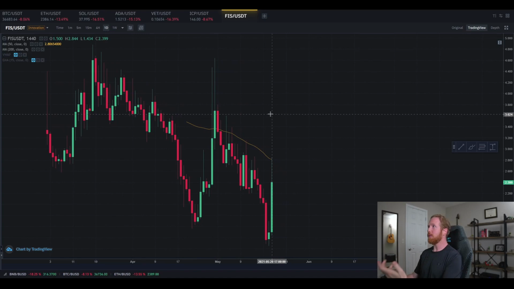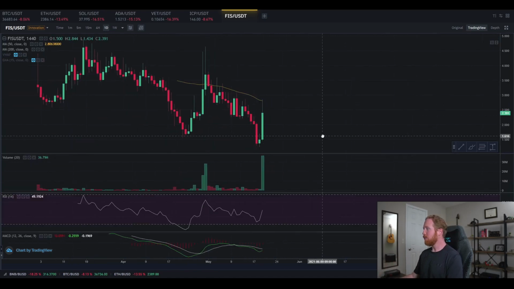Moving forward with FIS, this is the 1-day chart. As we can see, there is a significant amount of volume. For some strange reason, it likes to go dead and then just pick up out of nowhere. I saw that happen roughly 3 weeks ago, and then, of course, Bitcoin decided to sell off.